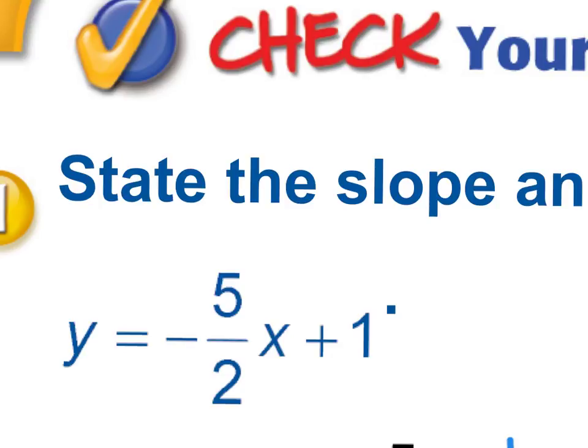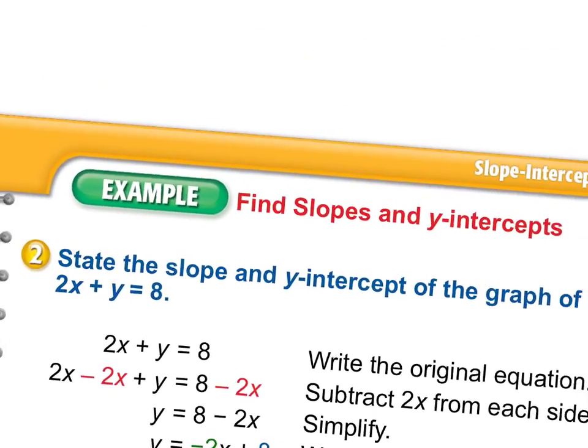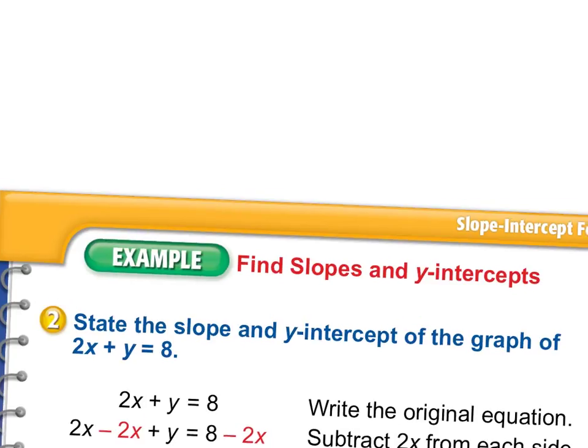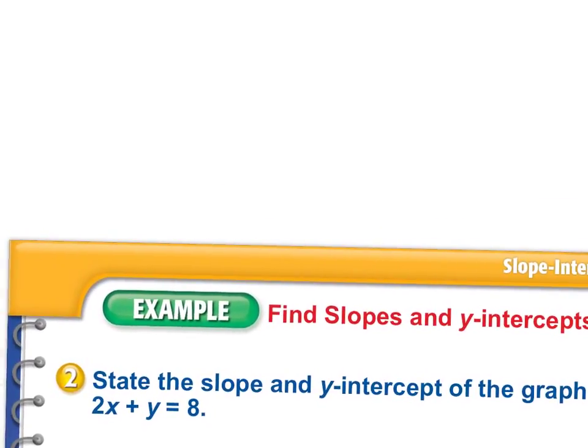Right now, that is all I'm wanting to know. I want you to tell me what's the slope, what's the y-intercept. Now, we're fixing to graph them, given the slope and the y-intercept. That's what's coming. This one here is a little different. It says state the slope and the y-intercept of the graph of 2x plus y equals 8.